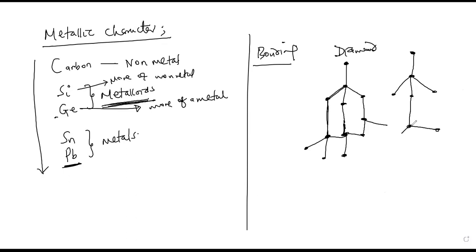This one is bonded to 1, 2, 3, 4. It is very continuous. Even this one will be bonded to four others. So you end up forming a giant molecular structure. That is for diamond, because carbon exhibits allotropy, whereby it exists in different forms, and the first form is diamond. So in diamond, each carbon atom is covalently bonded to four other carbon atoms, which form a tetrahedral structure that is continuous to form a giant molecular structure.